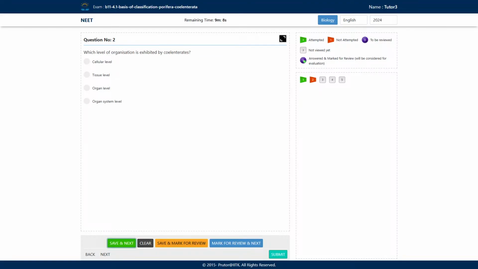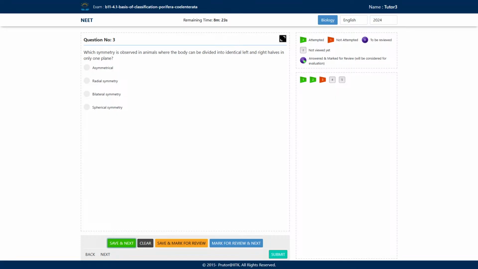So the next question is here. Which level of organization is exhibited by the coelenterates? Cellular level, tissue level, organ level, and organ system level. In Porifera, we have studied that they are not having any tissue level of organization or the organ level. So they are having the cellular level. But the very next phylum, coelenterates, exhibit the tissue level of organization. So we will opt for option B, save it and move to the next question.